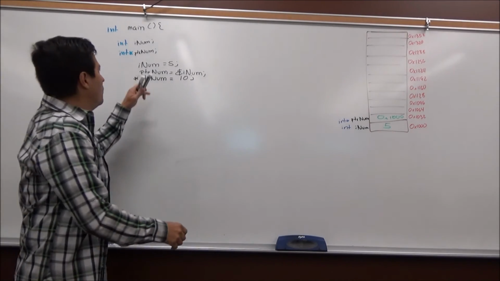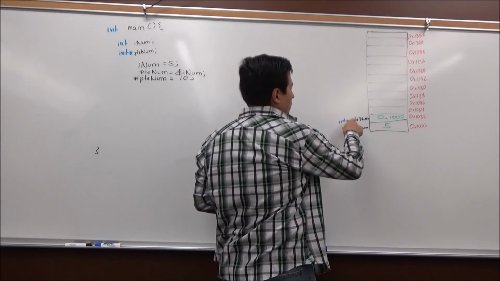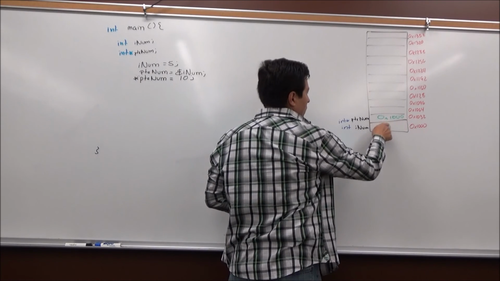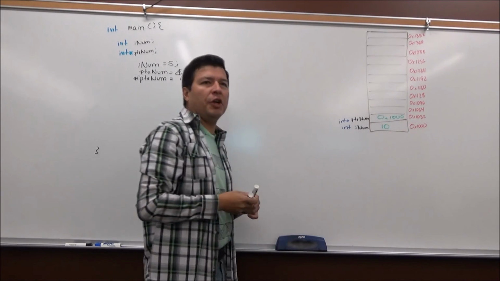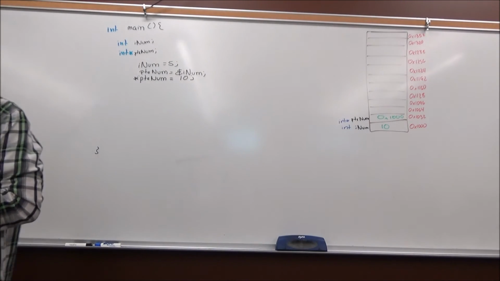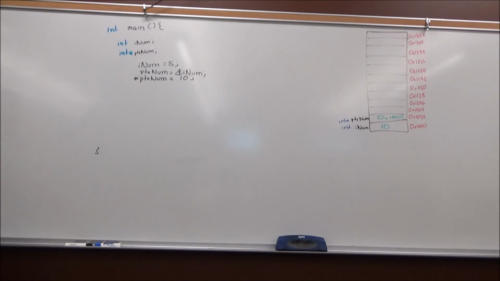Now what this is going to do says, look at the address where pointer number is. There's 1,000, go there and change. So in essence, I change the other variable, right? The I number, rather than the pointer.